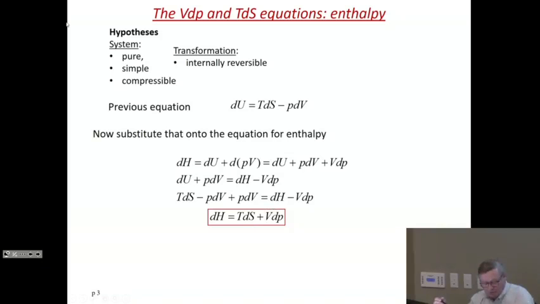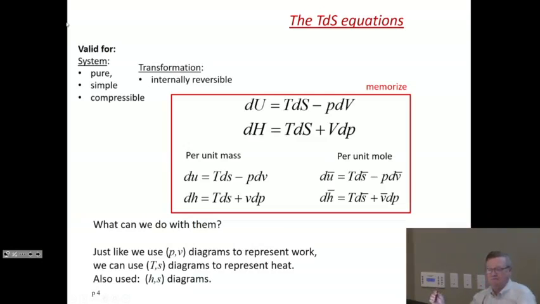So now you have these two TdS equations, which I will summarize here. dU is TdS minus PdV, dH is TdS plus VdP. Notice these are inverted. These equations can be done like I have them here as extensives, or we can use them as intensive if we normalize per unit mass, the lowercase u, lowercase s, lowercase v, lowercase h, lowercase s, and lowercase v here as well. Or we can do it per mole, u bar, s bar, v bar, h bar, s bar, v bar.